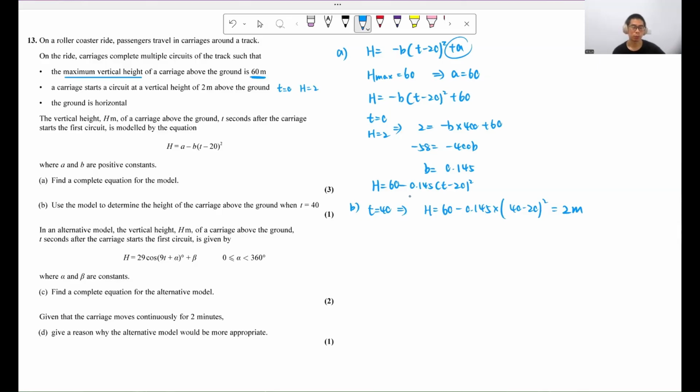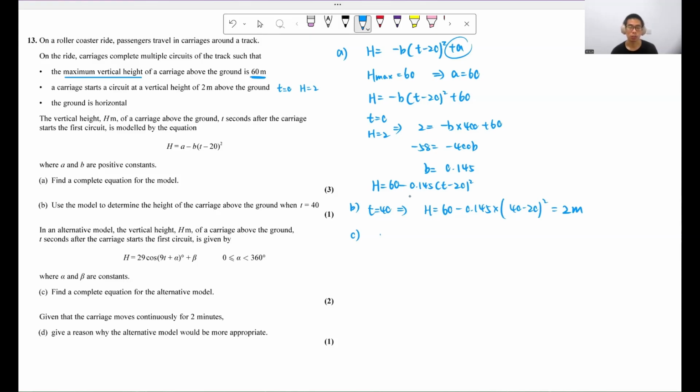In the alternative model, the vertical height h meters of a carriage above the ground t seconds after the carriage starts the first circuit is given by h equals 29 cos(90t plus alpha) degrees plus beta, where alpha is between 0 and 360, and alpha and beta are constants. Part C, find the complete equation for the alternative model. This time it is the same situation, but they use a different model, so everything we used from before, we still need to use.